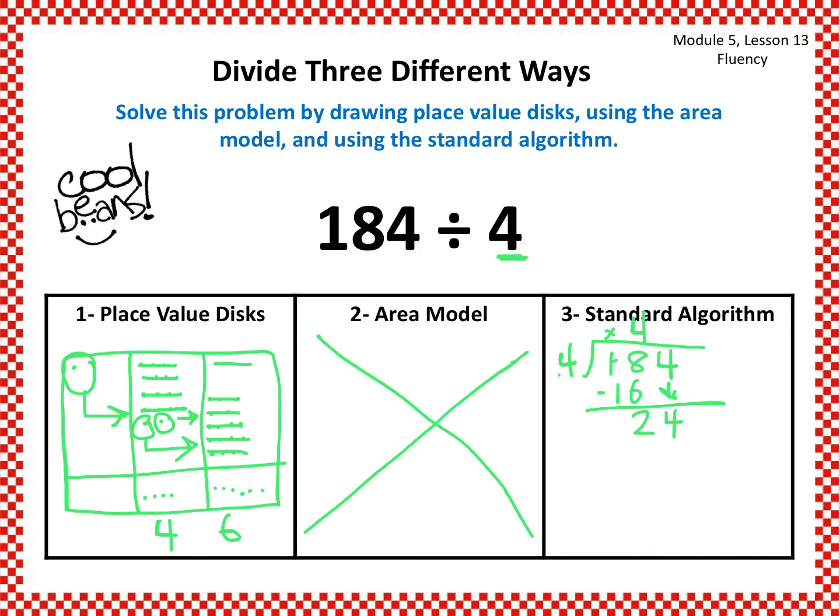How many groups of 4 are there in the 24? And I know that 6 times 4 happens to be 24. I like it when it's nice and even. I don't get anything there, and there are no more numbers there. So my answer here is 46. My answer using place value discs was also 46. So I can be pretty confident that I did that right.